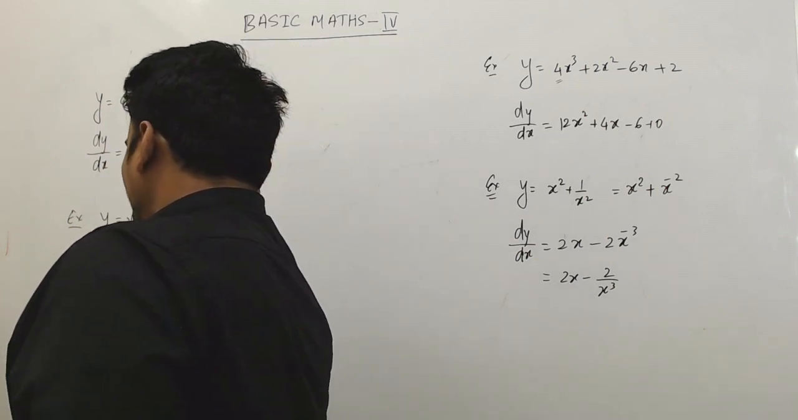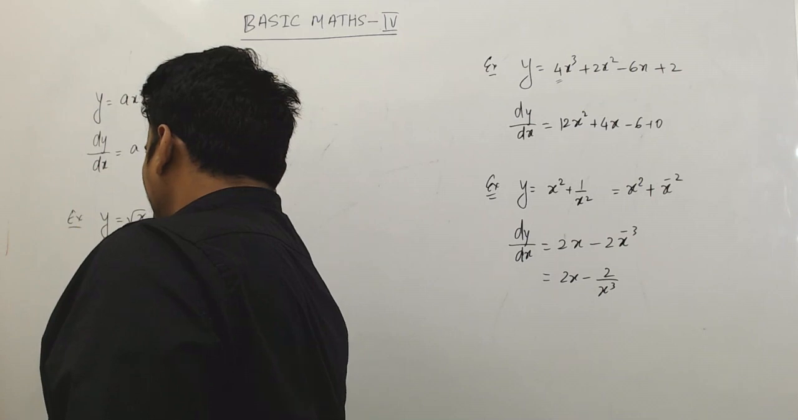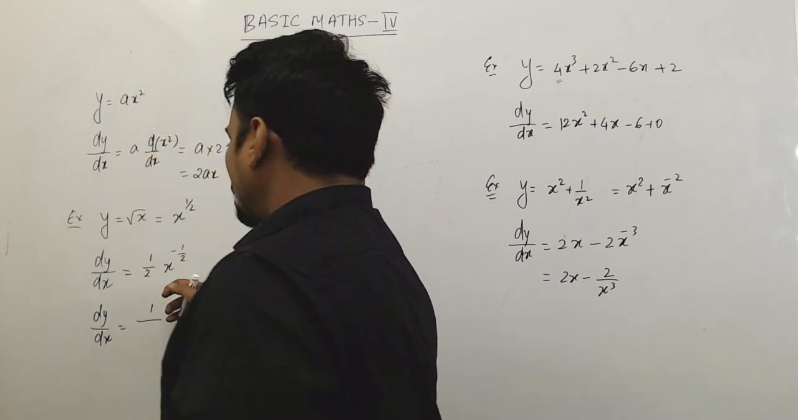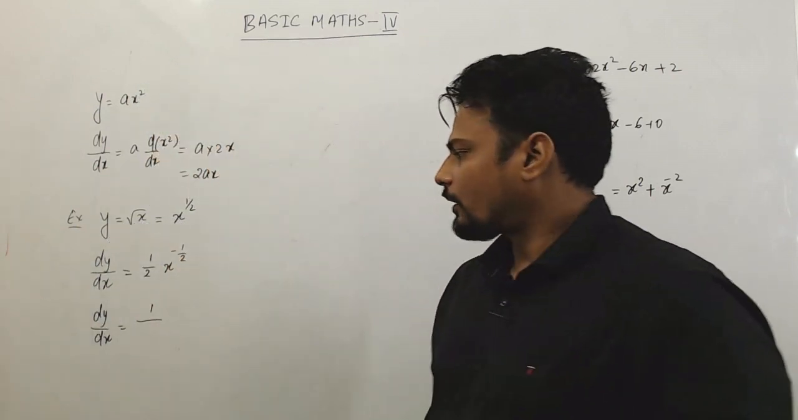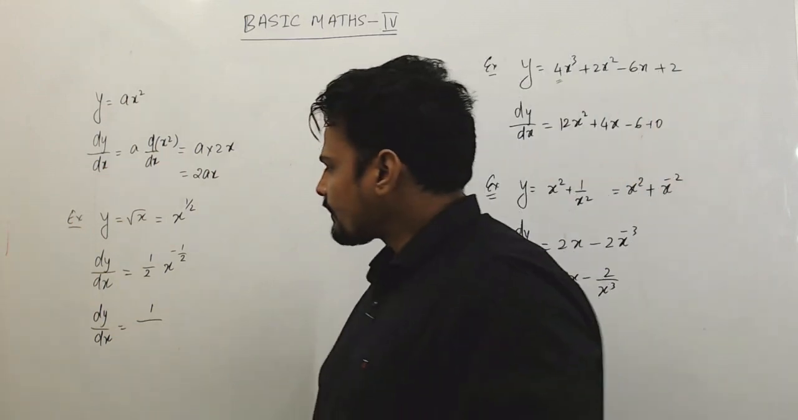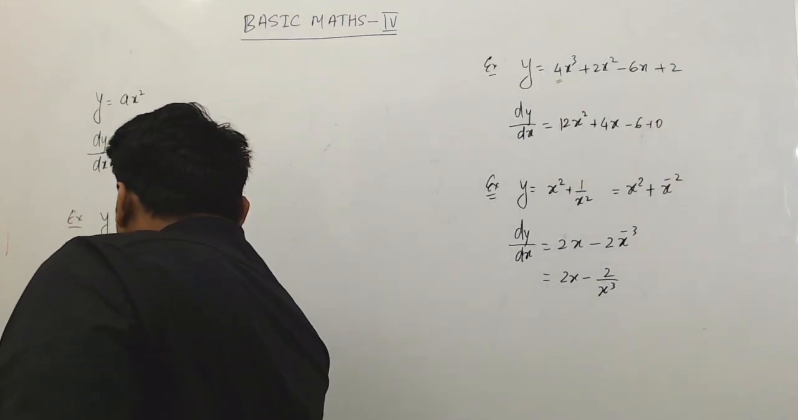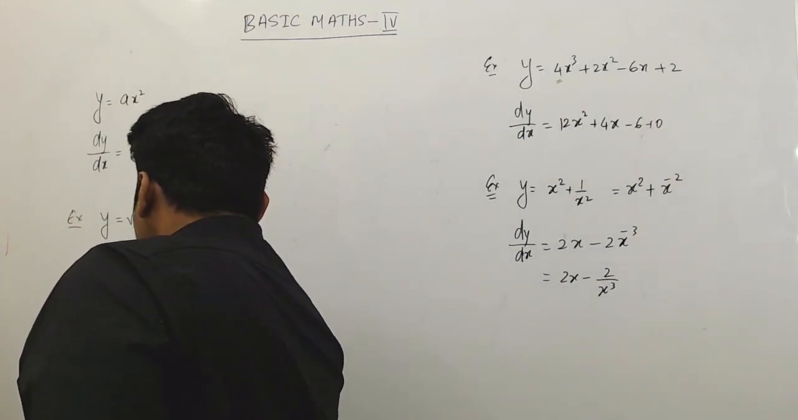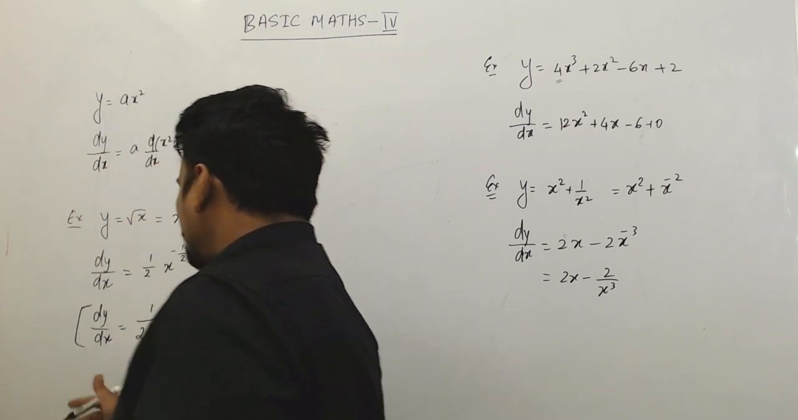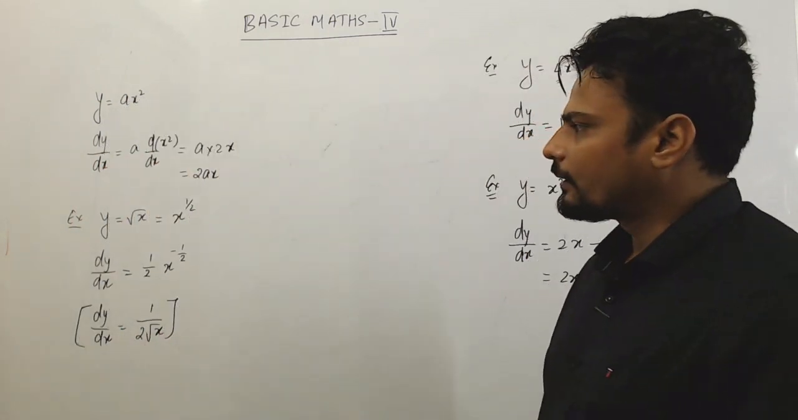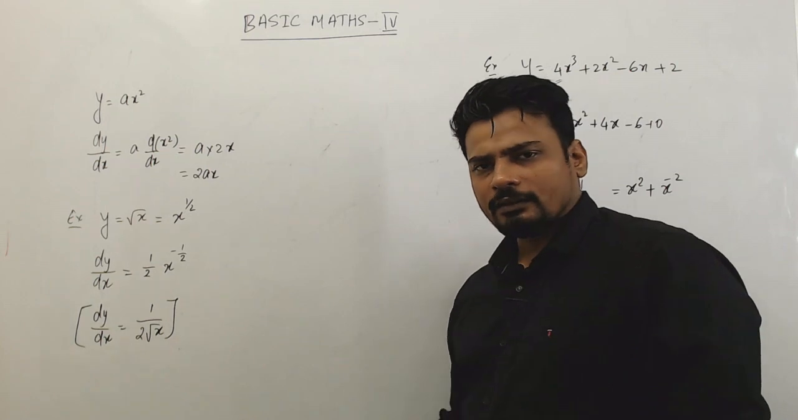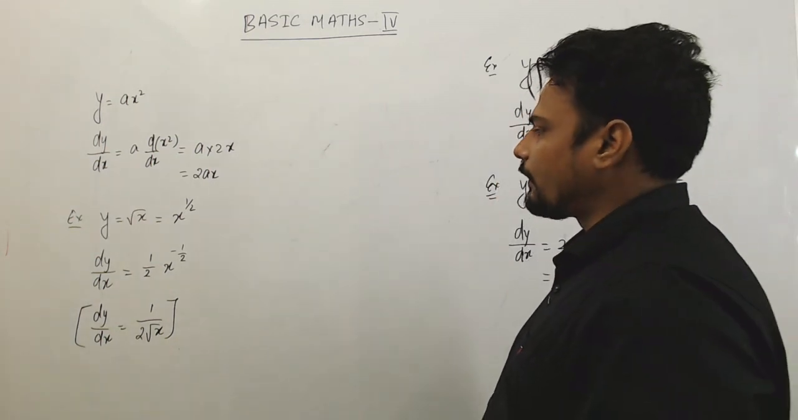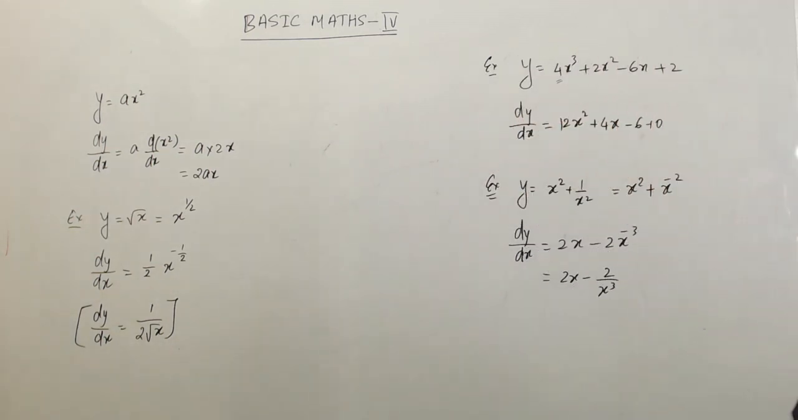So dy upon dx should be how much? 1 upon, if I take it down, I'll have x to the power of 1 upon 2 in the denominator. Well, that should be easily written as 2 times root x. And trust me guys, you can just memorize this. It's not a big deal, and it's going to come to you quite often. So if you have it in mind, the process would be faster. All good? Okay. So now note it down.